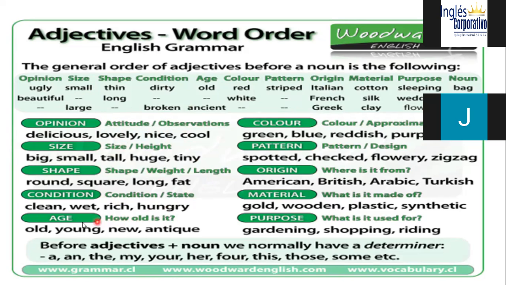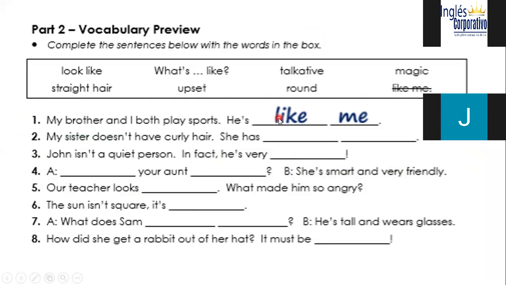Condition or state, age, how old is it? Color, right? You can say green, blue, reddish, all of the colors are adjectives. Patterns, spotted, de lunares, ¿verdad? Checked, de chequecitos. Flourish, floreado. Origin, it's from nationalities, right? American. Where is it from? ¿De dónde es? Material, wool, wooden, plastic. Gardening, for example, that's a purpose. All of them are adjectives. Todos esos son adjetivos.